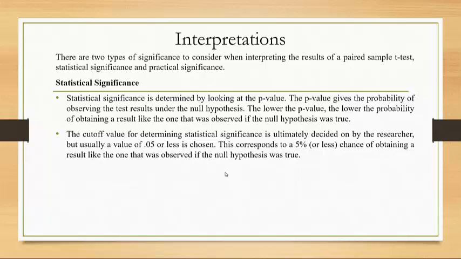And the second thing is that if it is less than 0.05, we can say that the null hypothesis is rejected, or we fail to accept the null hypothesis. So in this case, the alternative hypothesis automatically will be selected. So this is statistical significance, and we check it through the p-value. Statistical significance is determined by looking at the p-value, and the p-value gives the probability of observing the test results under the null hypothesis.